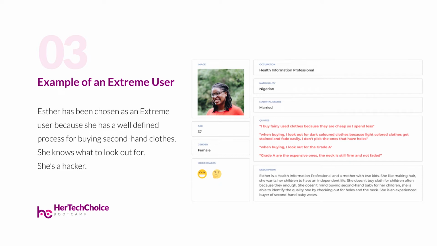Esther has been chosen as an extreme user because she has a well-defined process of buying second-hand clothes. She knows what to look out for. She is a hacker.